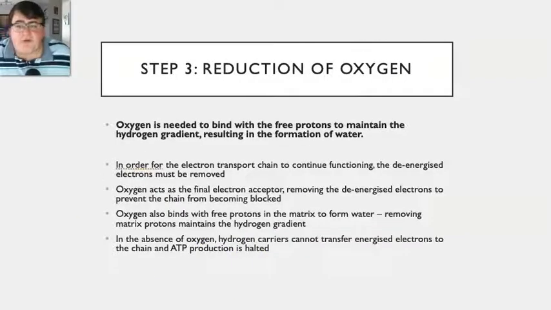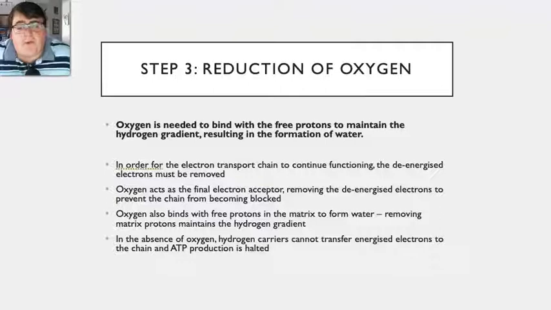We then move on to step 3, which is the reduction of oxygen. In order for the electron transport chain to continue to function and not just stop, those de-energized electrons have to be removed from the chain. So oxygen is being used as our last electron acceptor. It removes all the de-energized electrons to prevent the chain from being blocked.